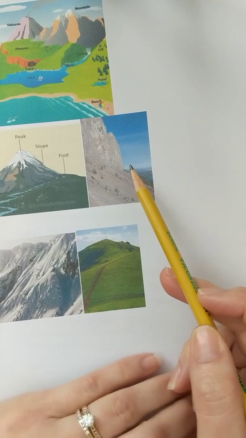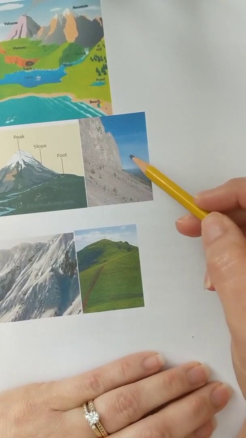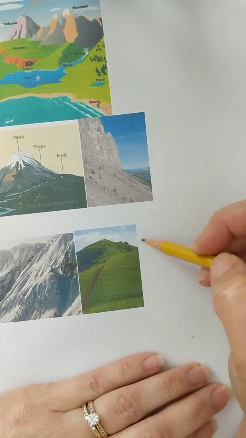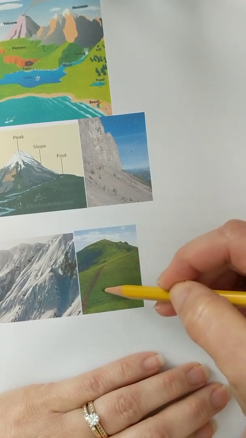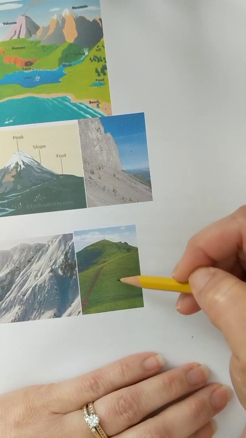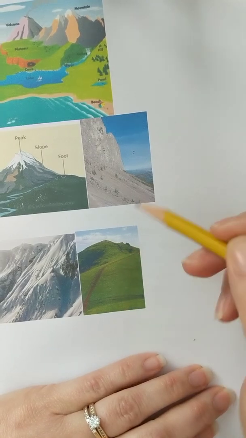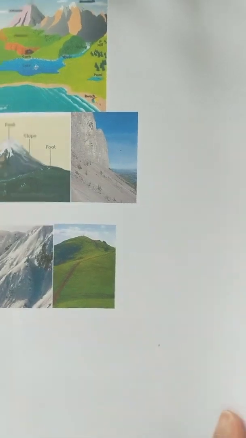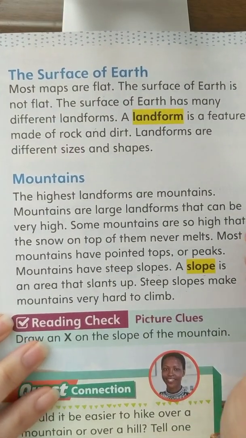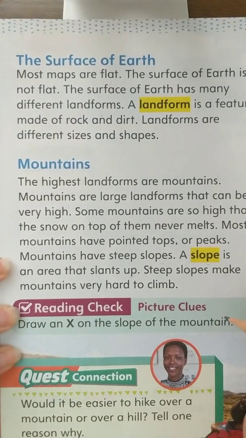Think about this. Which one would be easier to climb, this brown mountain or the green mountain? Okay, the green mountain would be much easier to climb because it's not going as steep. It's not as straight up and down. So that's the slope here. It's that slant that goes up the side of the mountain.